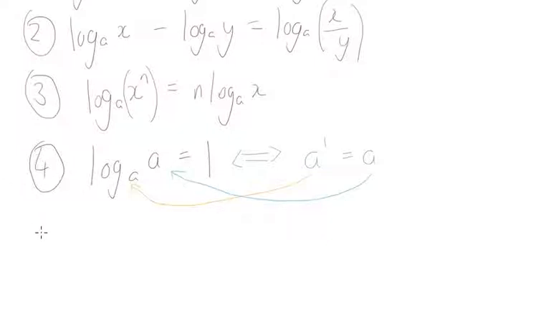The 5th log law, log base a of 1 equals 0. So that's saying that a to the power of 0 equals 1 is the equivalent exponential form. Okay, we know that. We've seen that many times before. There are our basic log laws in a nutshell.